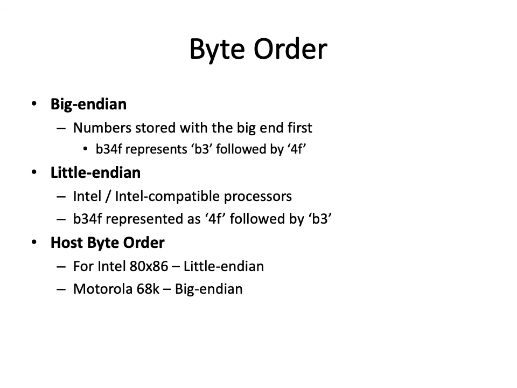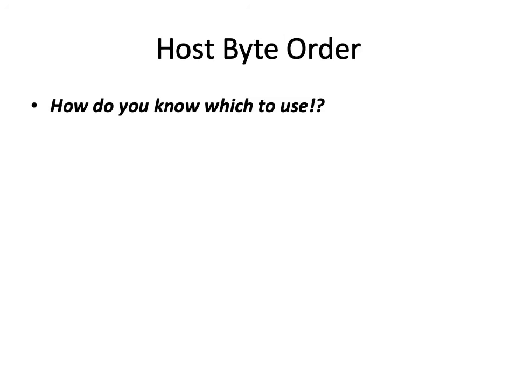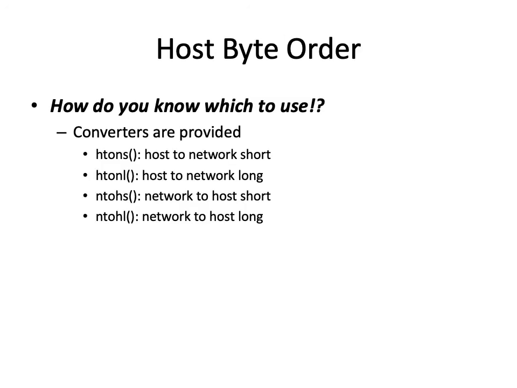There's also something called host byte order, and that may be a little bit different depending on what computer you're using, what your host is. So how do you know which of these different byte orders to use? Well, there's different converters that are provided. So there's host format, which is your local computer here, and there's network format, which is a generic format, whatever is being sent over the internet.